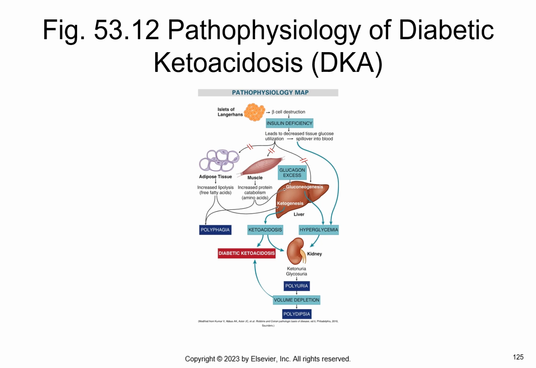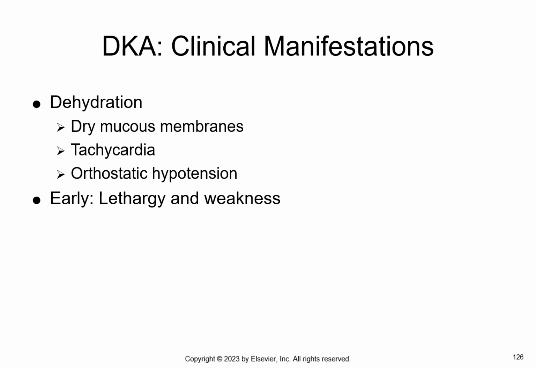You'll see the pathology of diabetic ketoacidosis on this slide. Please take some time and review it. And when we talk about dehydration, where I have dry mucous membranes, these are the clinical signs and symptoms: dry mucous membranes, tachycardia, orthostatic hypotension. Early symptoms will include lethargy and weakness.